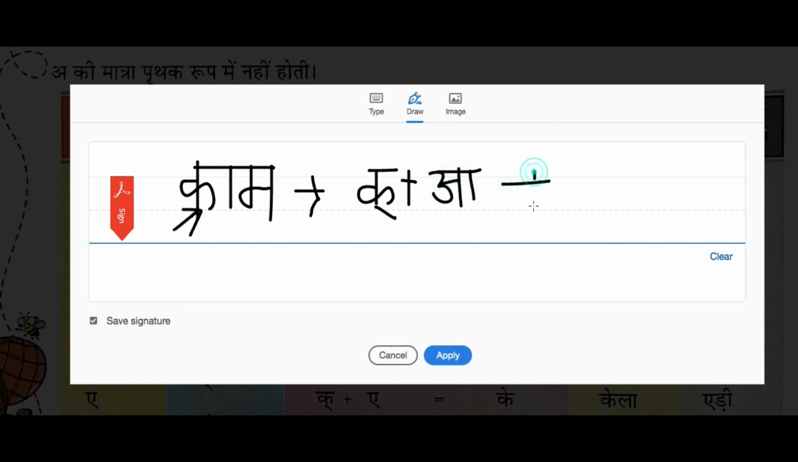And now we'll see ma. In ma there is no matra, ma में कोई मात्रा नहीं है, तो we will simply write ma with halant and a. अगर ma में कोई मात्रा होती, if ma would have any matra, then that would replace this a. But in ma there is no matra, so we'll write ma plus a. So this is ka plus a plus ma plus a, kam.